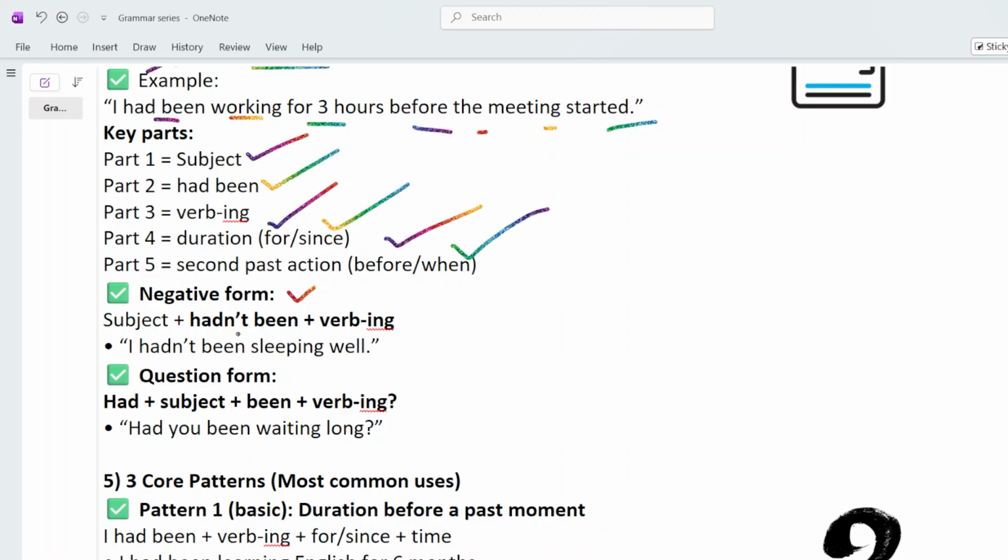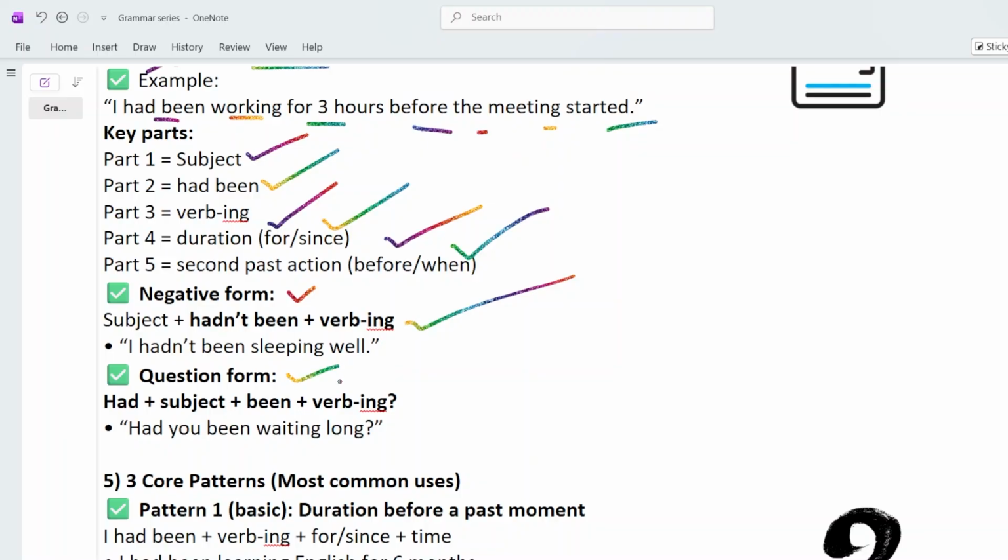Why am I telling you this negative form is important? Because when we go deeper into the lesson, there is a practice ladder wherein you have to form your own sentences using this negative form as well. Okay, so subject plus had not been plus verb in the ing form. This is the format for the negative form. So what is the example? I hadn't been sleeping well, in the sense, I had not been sleeping well. Okay, great. Let's look at the question form.